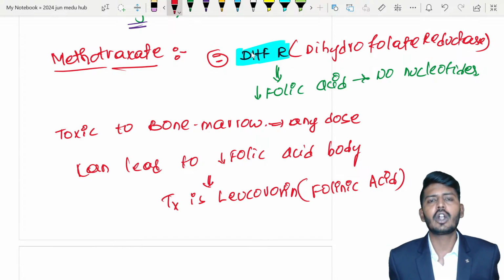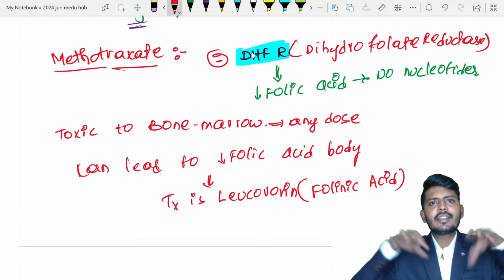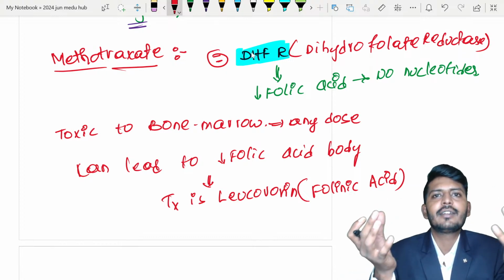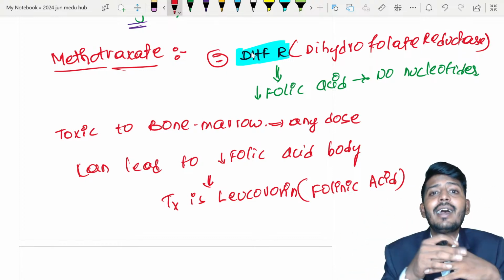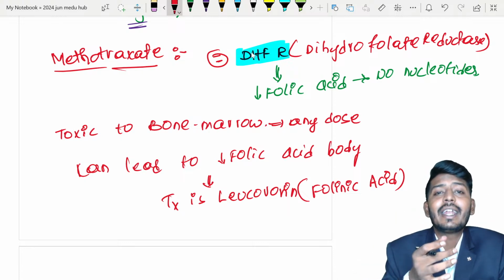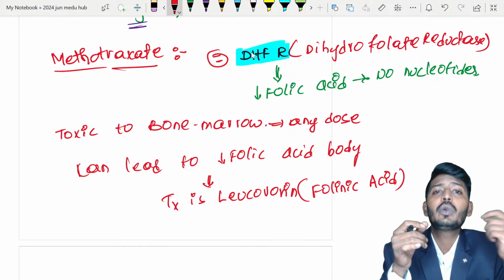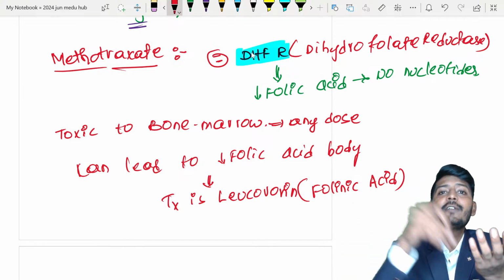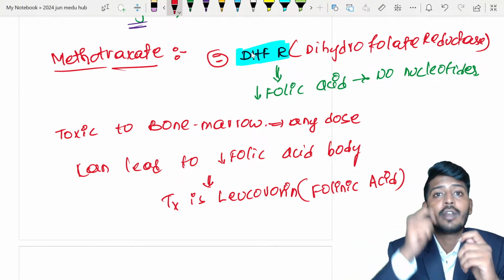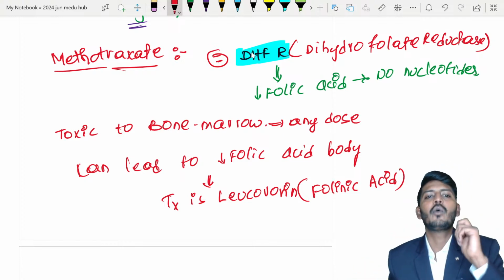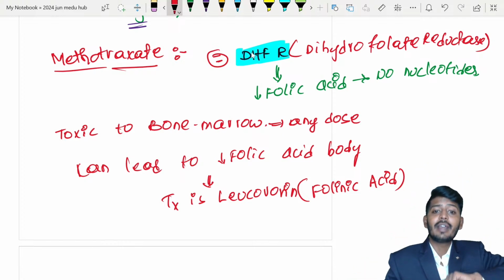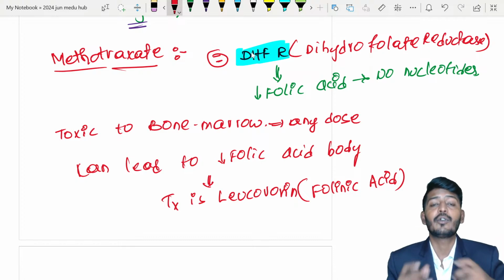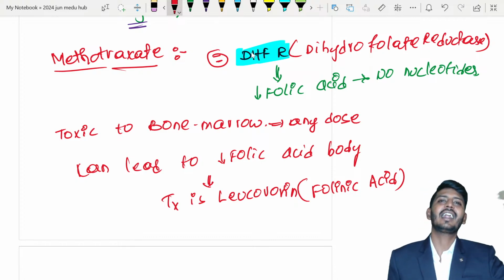So we thought, okay, now there is no folic acid, we'll just give folic acid. If you give folic acid, it is of no use. Why? Because folic acid gets converted into tetrahydrofolate, and that conversion requires this enzyme. If this enzyme is not there, even if you give folic acid, it is of no use when there is an overdose of methotrexate. So we are going to give folinic acid, which is something like tetrahydrofolate.